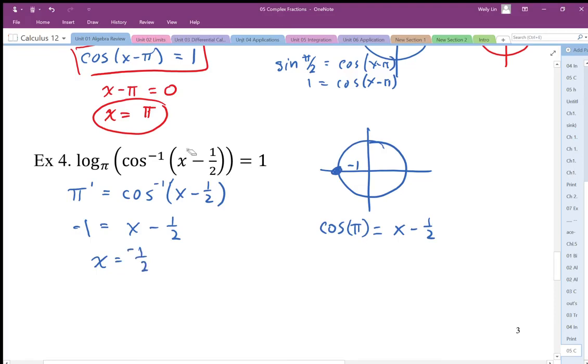I'm just going to plug it in to make sure it works. -1/2 minus a half is -1. The arccos of -1 is pi. Log base pi of pi is equal to 1. Yeah, that works.